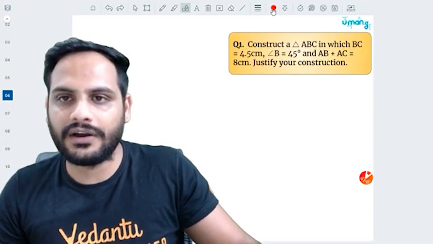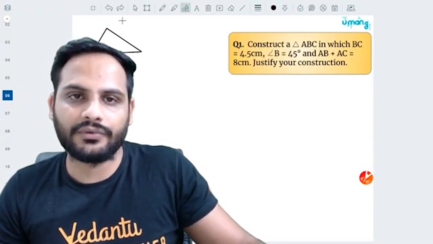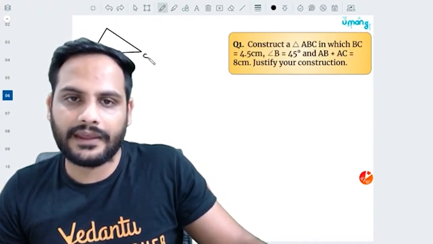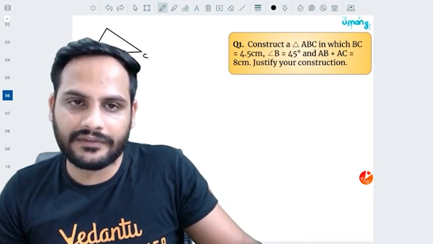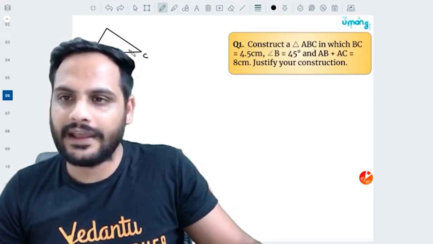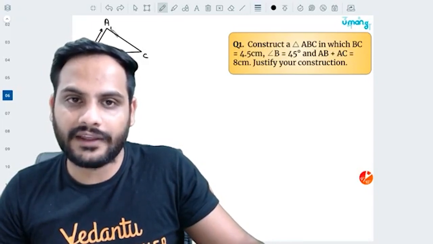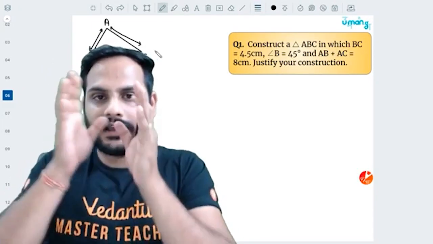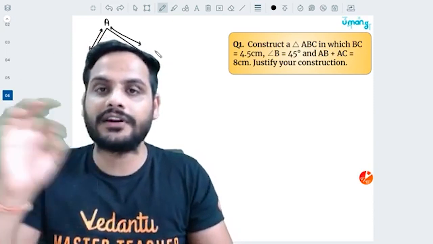If I draw a rough diagram for you, you can clearly see they have given BC as 4.5 centimeters. Angle B is given as 45 degrees, and then AB plus AC, the sum of other two sides, is given as 8 centimeters. These are the quantities which will be given to you in the question, and they will tell you to construct this triangle.